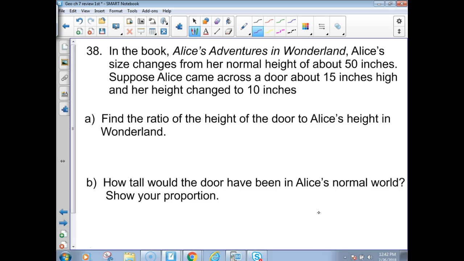38. In the book Alice's Adventures in Wonderland, Alice's size changes from her normal height of about 50 inches. And suppose she came across a door that was only 15 inches high and that her height changed to 10 inches. What is the ratio of the height of the door? Door height first. Door was 15 inches in Wonderland. And her height went to 10, so it'd be 15 to 10, reduced is 3 to 2.